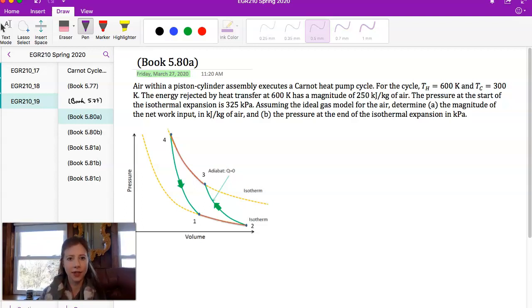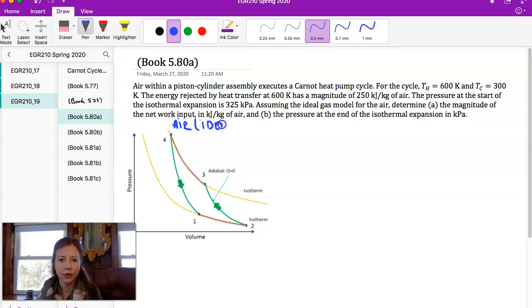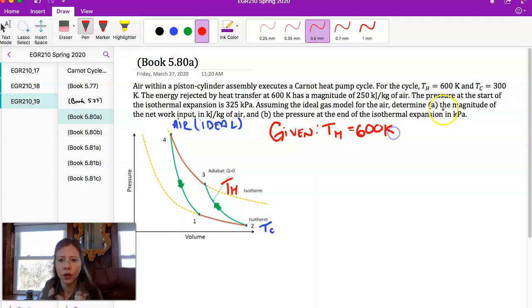Okay, so once again, we're dealing with a heat pump cycle, and we're dealing with air and its ideal. So once again, at 4 and 3, we are at TH. And at 1 and 2, we're at TC. So let's go through our givens. So we're given TH. We're given TC. And then we are given the magnitude of the energy rejected by heat transfer at 600 Kelvin.